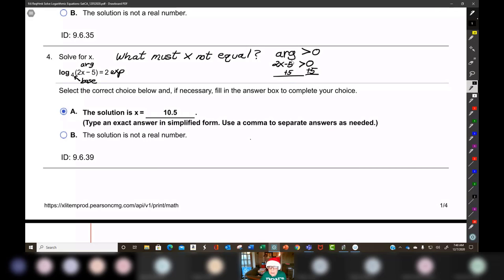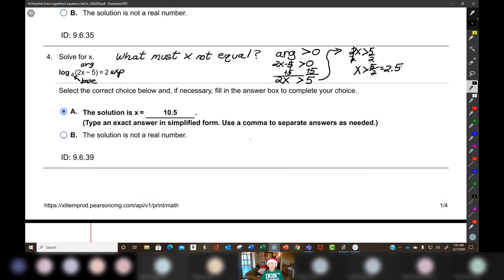Negative 5 plus 5 is 0 over here on the left, leaving me with 2x on the left, strictly greater than 0 plus 5 is 5. Now, come back up here. I'll have 2x is strictly greater than 5. Divide by 2: x is strictly greater than 5 over 2. And if you put that in your calculator, you'll see that that is exactly 2.5.